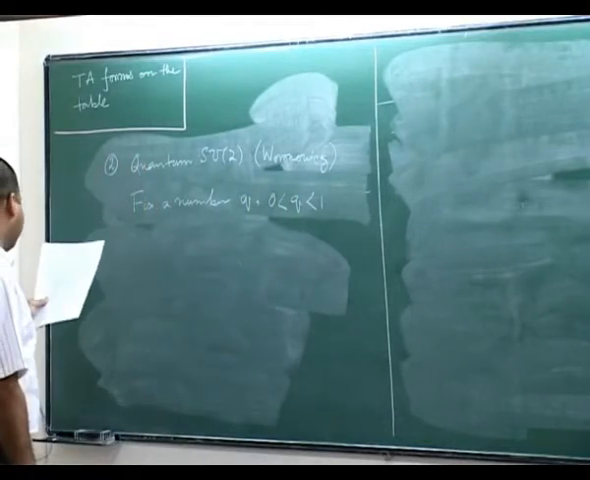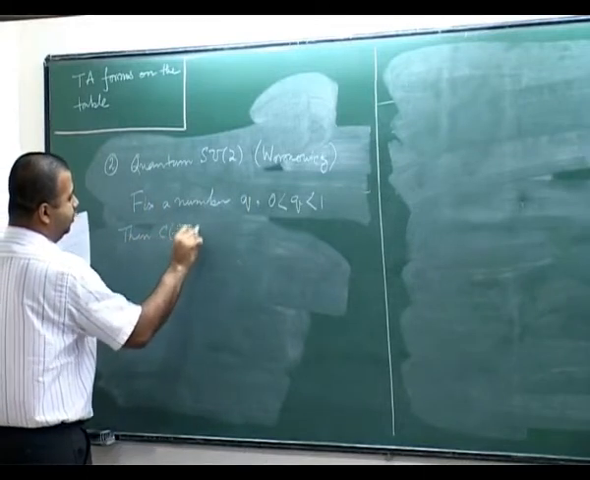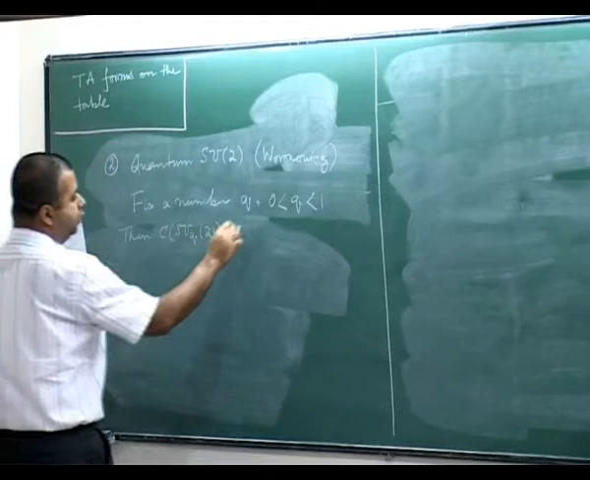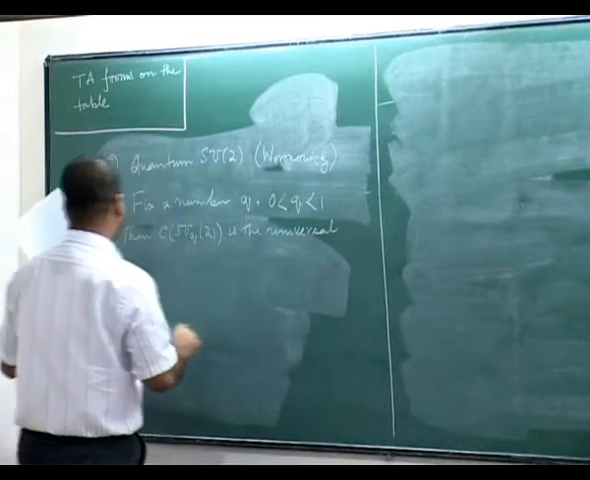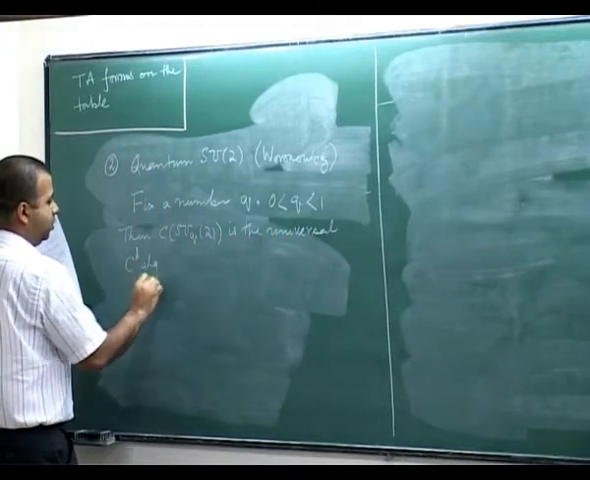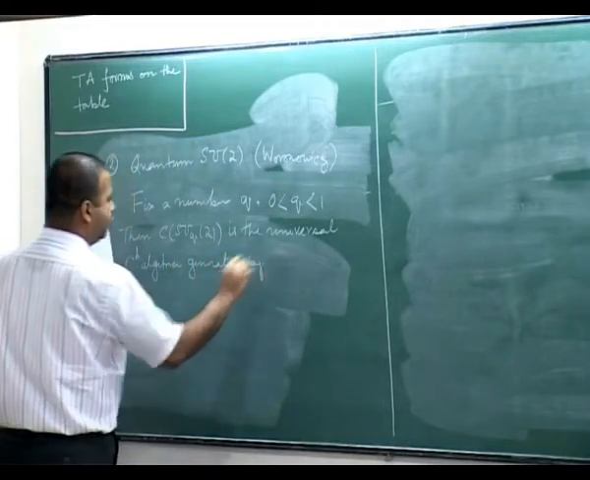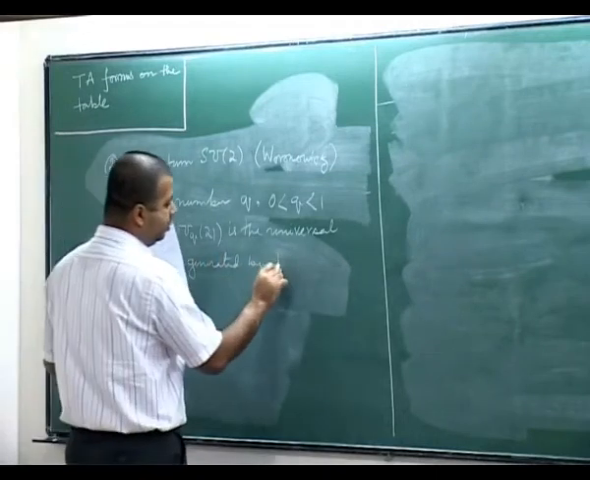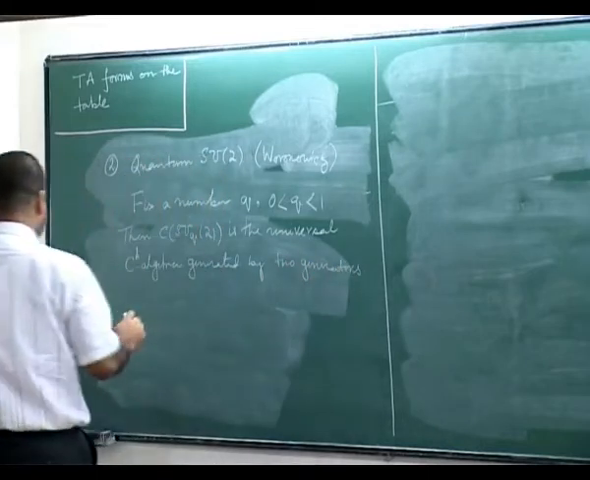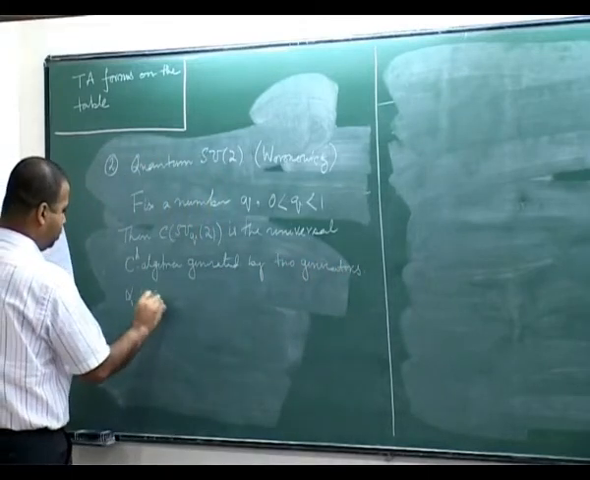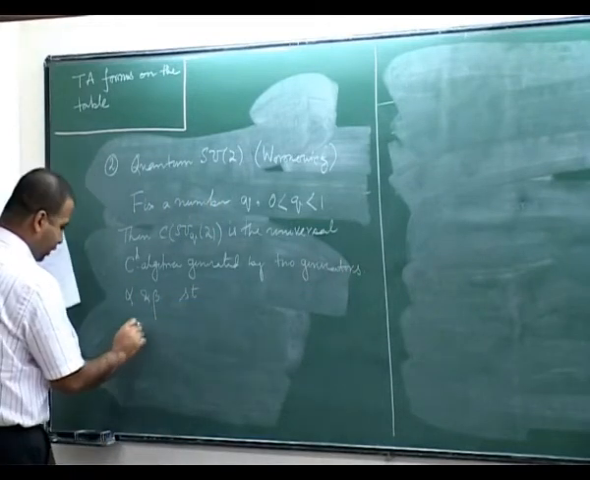Fix a number q between 0 and 1. Then again, a similar definition. This is the universal C star algebra generated by two generators, alpha and beta, such that they satisfy these conditions.